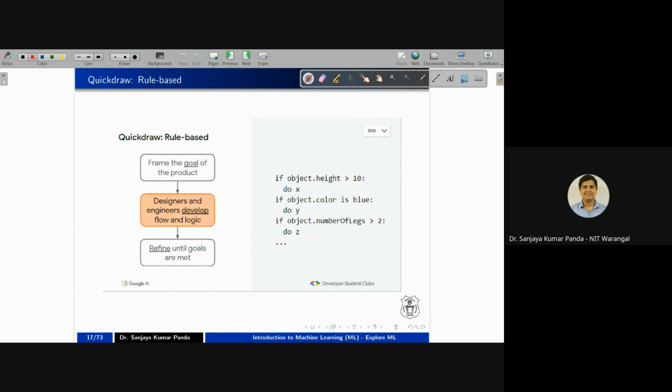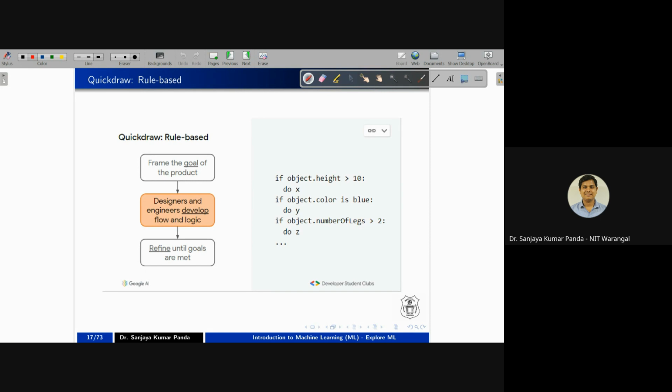Next, if object.number of legs is greater than 2, then you have to do Z. With these three if statements, if the condition is true, then the corresponding action is executed. That is a rule. Suppose as a teacher, you have given an assignment to your students with a deadline. You mentioned that you have to submit the assignment by today midnight, 11:59 p.m. If anybody submits the assignment after 11:59 p.m. or 59 seconds, it is not going to be considered. So it is explicitly programmed.